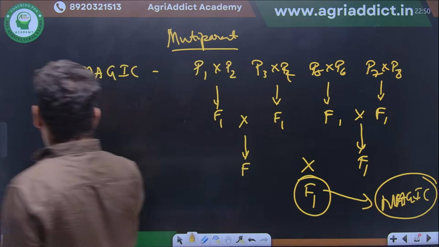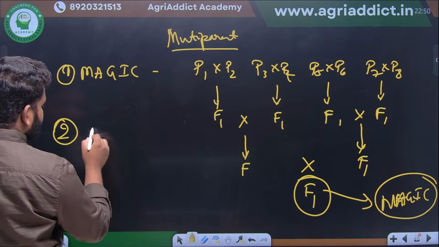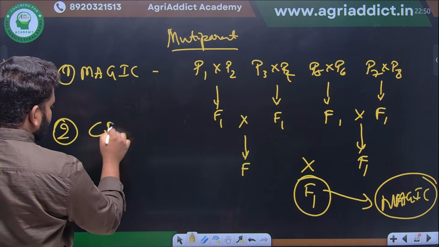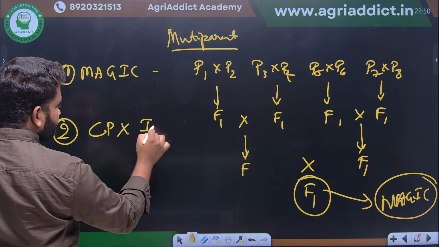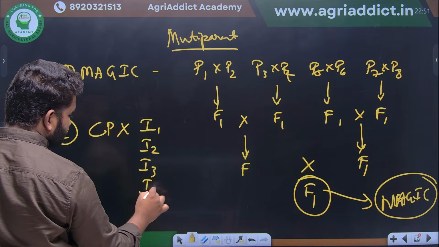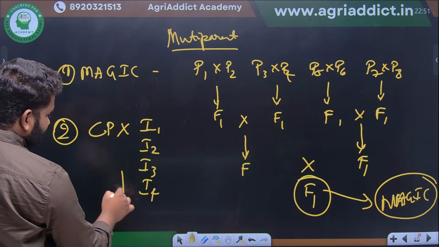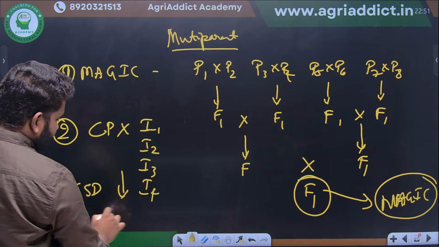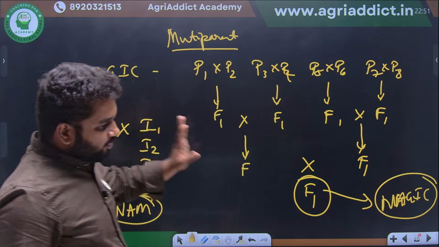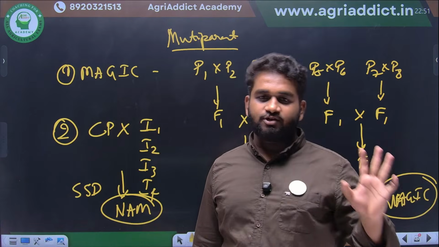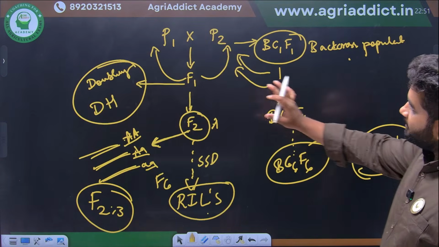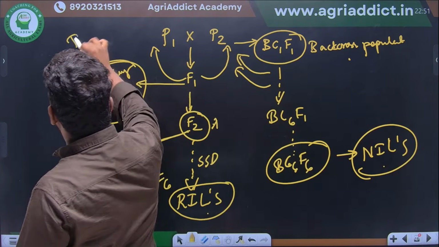In the case of NAM, nested association mapping, there will be one common parent. You will cross it with different founder parents, different inbreds. After that, you again follow the single seed descent method, and at the end you will get the population. What you should remember here: in a multi-parent population, you use more parents, but in a biparental mapping population, you start with only two parents.